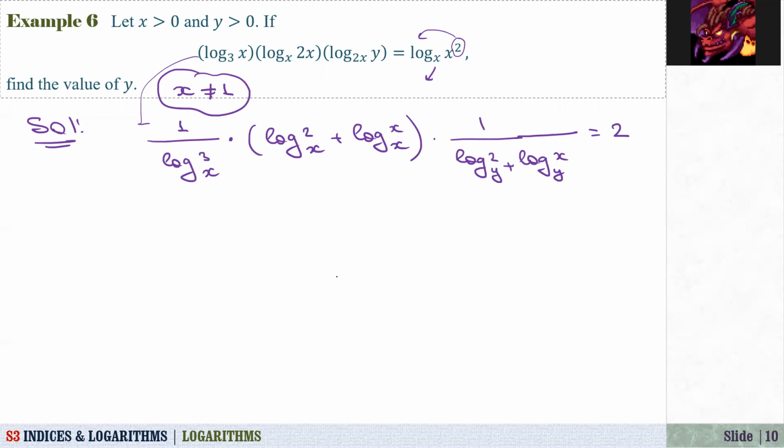So now if we simplify what we have here, again, the first one, let me just write it as a fraction: logarithm of 2 to the base x plus logarithm of x to the base x, which is equal to 1, over logarithm of 3 to the base x times, here we have 1 over logarithm of 2 to the base y. Okay.